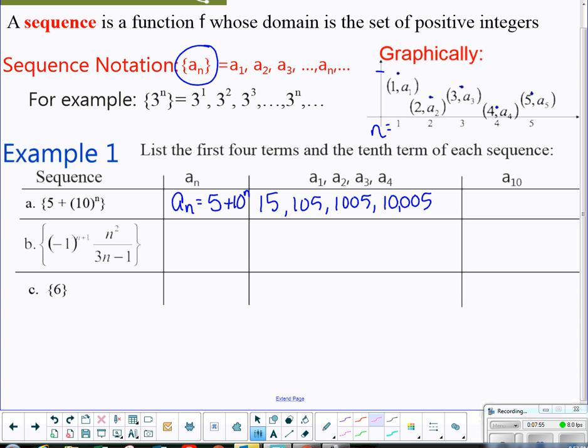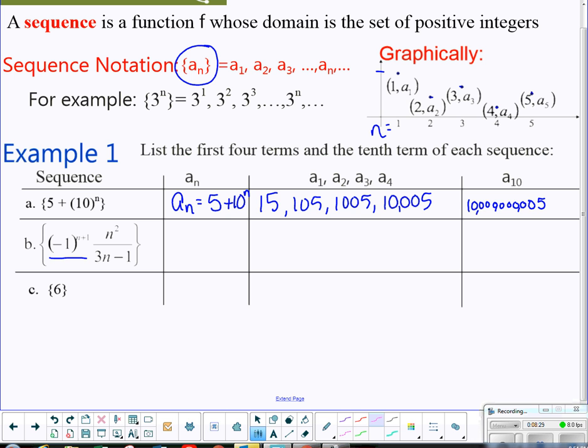The 10th term would be 10 to the 10th, so we have 10 zeros plus the 5 at the end. So 1, 2, 3, 4, 5, 6, 7, 8, 9, and then it would be a plus 5. So there's the 5 at the end, taking the place of that 10th zero. So what are we up to, like billions? Yeah, 10 billion. Hopefully I'm right on that because I'm not counting them out again.